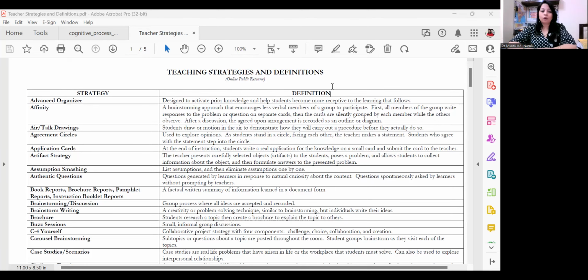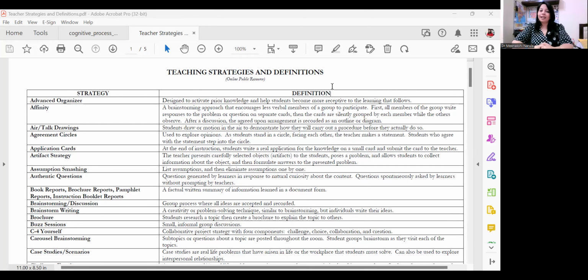And the next one is brainstorm writing, a creativity or problem solving technique similar to brainstorming, but individuals write their ideas. Again, when you are working in a group, that is collaboration. Suppose 4 students are there in a group. They are sharing some ideas, jotting them down, that is brainstorming. When we want each and every child to write his or her ideas, everything in written form, this is a form of cooperative learning where each child takes the onus or responsibility of the group discussion or the given topic.